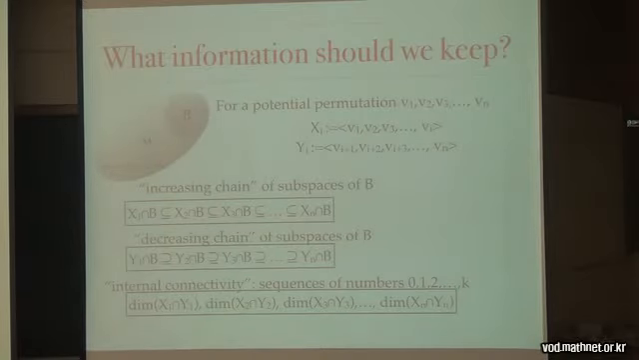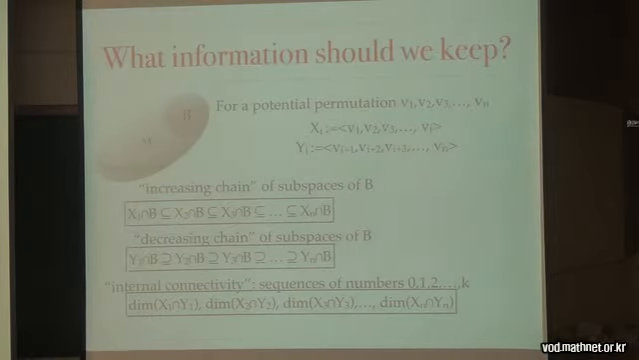But x1, x2, x3 were an increasing sequence of subspaces. So if I take the intersection with b, this is still an increasing sequence of subspaces. So you have one increasing chain of subspaces of b. And if I look at y, then that gives me a decreasing chain of subspaces in b. So this is what's happening on the boundary, which might interfere with the outside world.